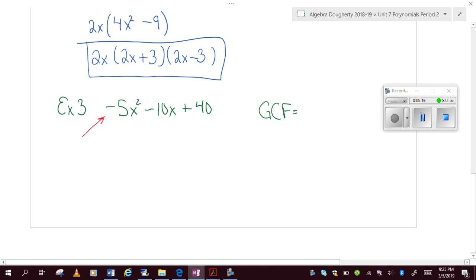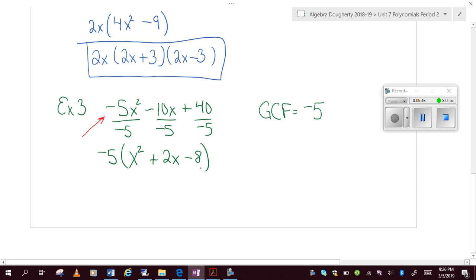Looking at those numbers, 5, negative 5, negative 10, and positive 40, they all have 5 as a factor, and I'm going to factor out a negative 5 since the leading coefficient is negative. So we'll factor out a negative 5. We have negative 5 times the quantity. We just have to be careful with signs. Negative divided by a negative is a positive, so x squared plus 2x minus 8.